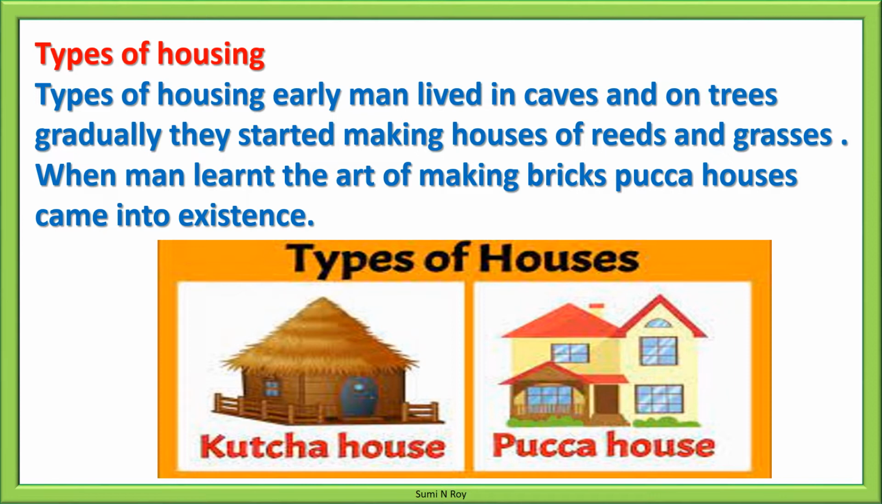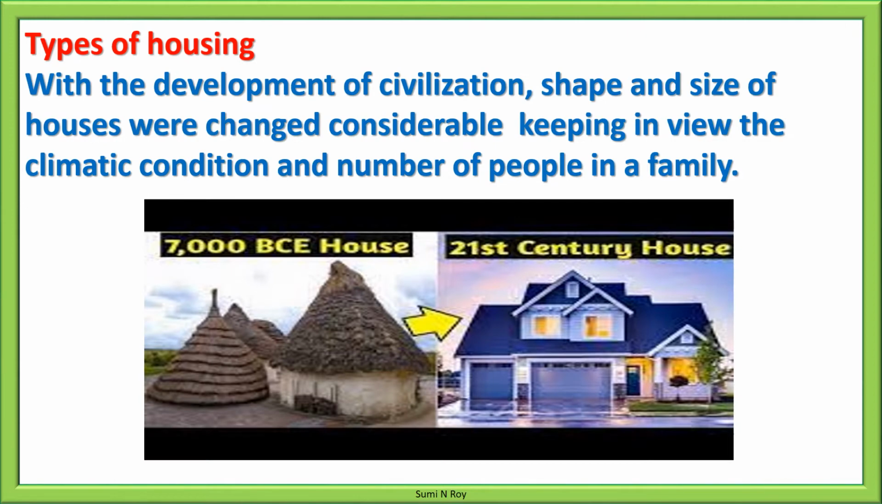With the development of civilization, shape and size of house were changed considerably, keeping in view the climatic condition and number of people in the family. Shapes and sizes of house constructed for human habitat depend on the type of climate and other environmental condition of the place. Earlier, the primary concern of making houses remained limited to the need of shelter, protection from environmental factors and enemies, and privacy.